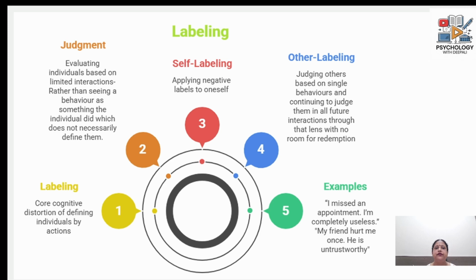Labeling is the next cognitive distortion. In labeling, basically it is a core cognitive distortion where we are defining individuals by their action. So one particular action of an individual may indicate something about them, but we feel that the entire individual is like that and we judge them and categorize them accordingly. So we are evaluating individuals based on certain limited interactions, or maybe just one interaction we've had with them, but we are seeing their behavior as something which this entire person did, and not just a particular action which may not actually define them as individuals.